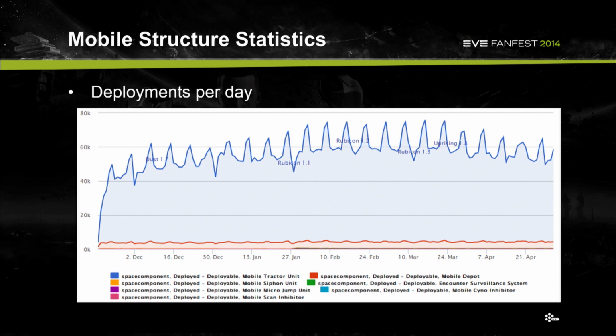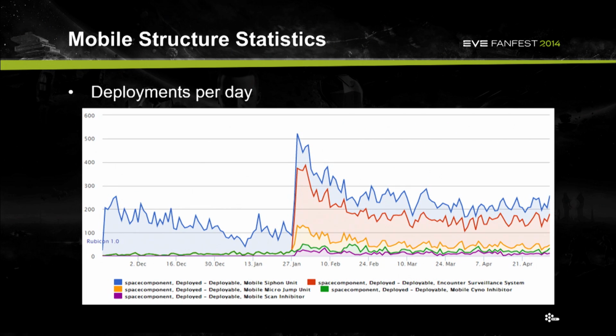But if we remove both the mobile tractor unit and the mobile depot, which is the red line there, this is the rest of it. By far fewer, but these are also much more specialized things. But the top ones here, the blue one and the red, those are actually made by our sister team, SuperFriends, which is the siphon structure and escrow. What's it called?